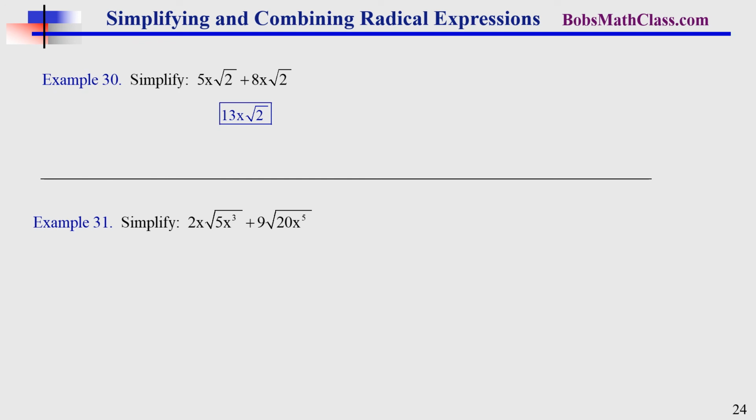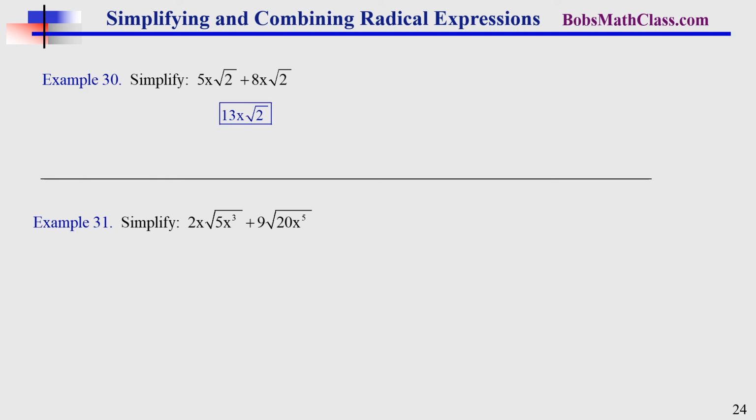2x times the square root of 5x cubed, plus 9 times the square root of 20x to the 5th. They're not like terms right now, but we're going to simplify each one. Okay, so the first one, the coefficient is a 5 in the radical. Nothing we could do with that. X to the third, the index is 2, so if you divide 2 into 3, we get 1. So 1x could go in front, and then 1x will stay inside.